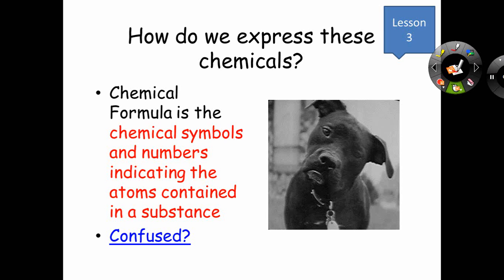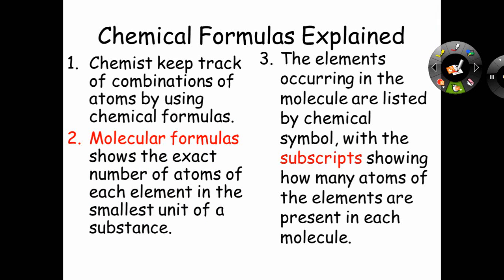Okay, so let's break this down a little bit. Chemists keep track of combinations of atoms by using these chemical formulas. We also call them molecular formulas. Molecular formulas show the exact number of atoms each element has in the smallest unit of that substance. The elements occurring in the molecule are listed by their chemical symbol, with subscripts showing how many atoms of the elements are represented by each molecule.